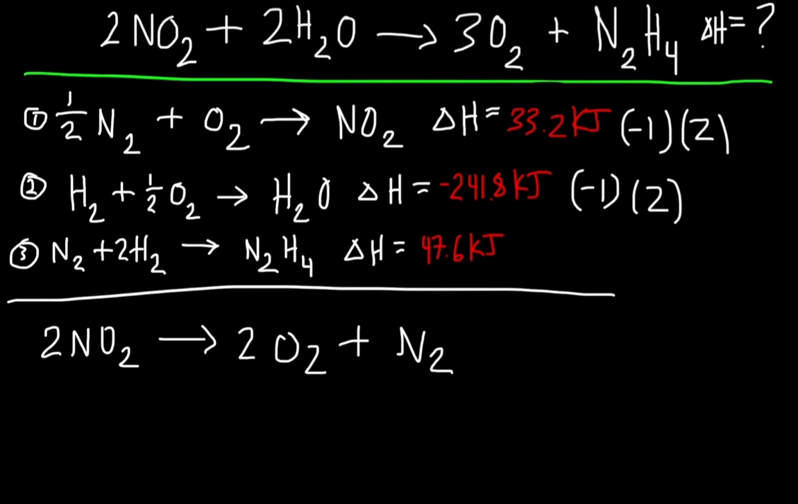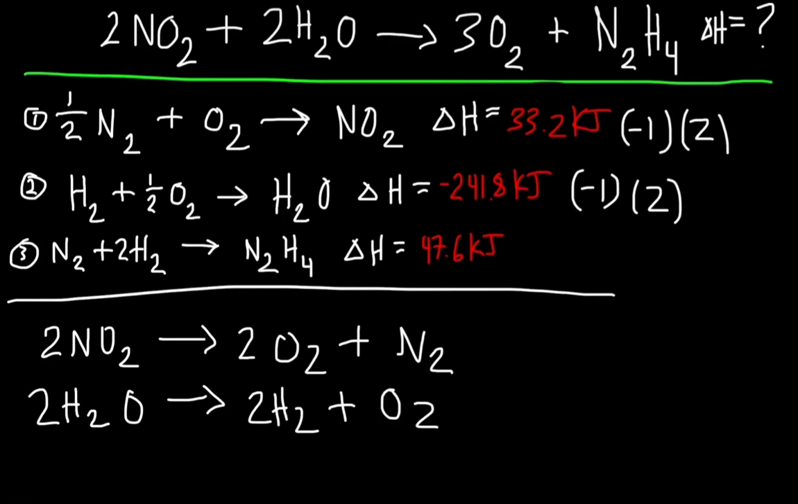So H2O times 2, so 2H2O gives 2H2 plus, and then half of oxygen times 2. So a half times 2 is just 1. So this is just O2. That's our second equation. Now for the third equation, nitrogen is found in step 1 again, so it's not unique.